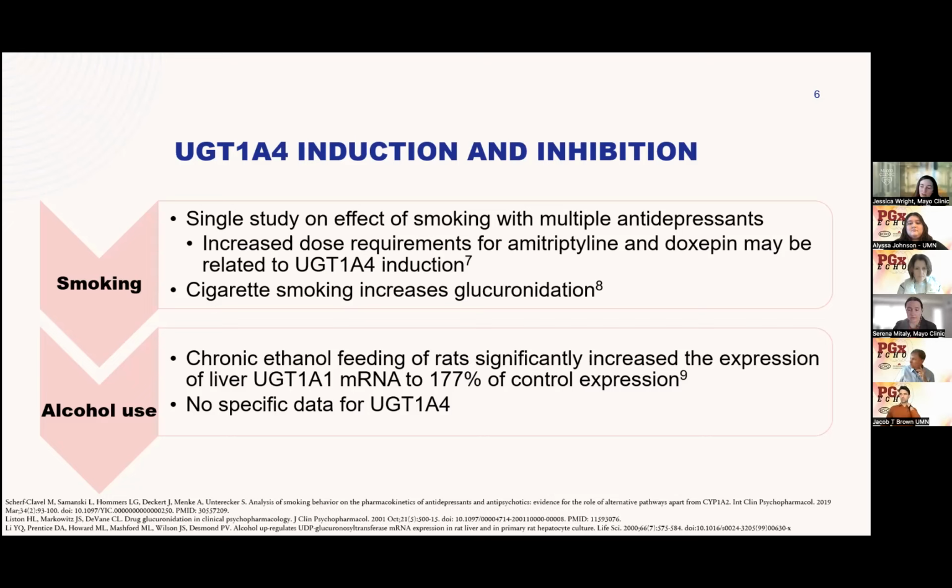And for alcohol use, chronic ethanol feeding of rats did increase the expression of liver UGT1A1, but there's no specific data for UGT1A4 and certainly not any data in humans. So there's not a whole lot known about what impact smoking and alcohol use have on UGT1A4. But I think it's really important to keep these in mind because, of course, you can run into patients who are smokers and have heavy alcohol use. And I think it's very important to keep in mind that impact on any kind of drug interactions with medications.